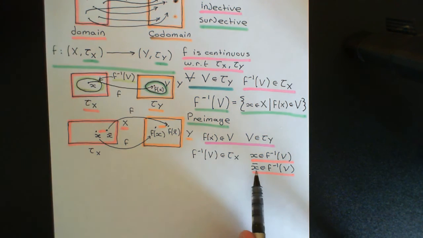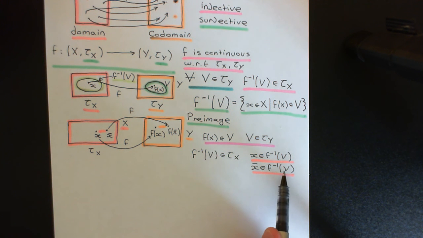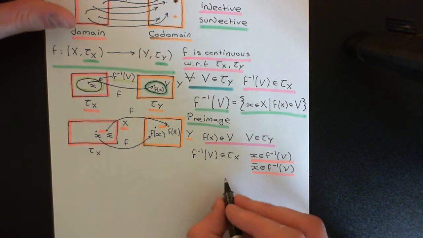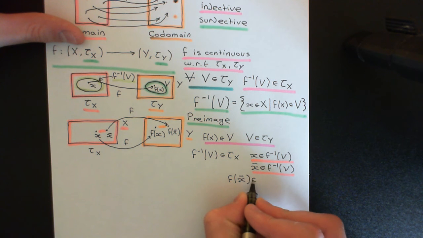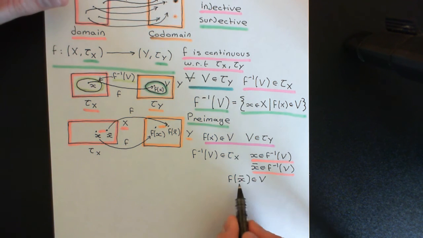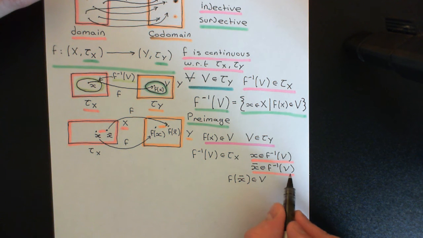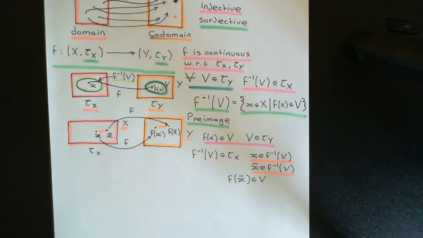But if x bar here is an element of the pre-image of this set capital V, then what that is going to mean is that f of x bar must be in V. That's just by definition, because remember, the pre-image of a subset V of the codomain is exactly all the elements in the domain which are mapped into that subset of the codomain.